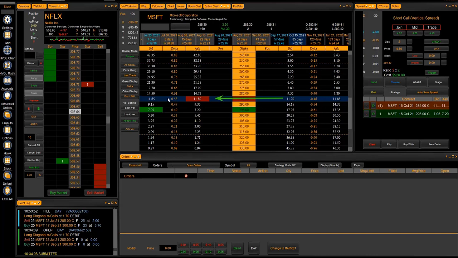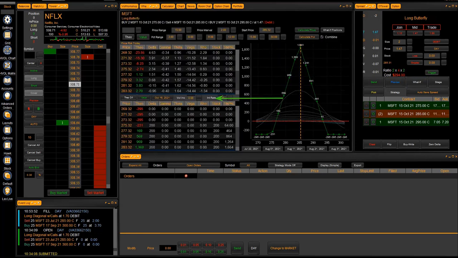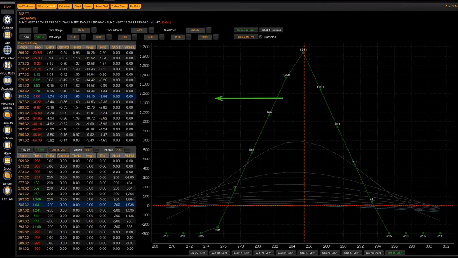So I'm going to add the other two legs. Remember, it was the 75, 85, and then we get back to our 1x2 butterfly again. So that graph at expiration looks wonderful at that 285 level, which is that high point on the graph right there. Agreed? Exactly correct. Okay.